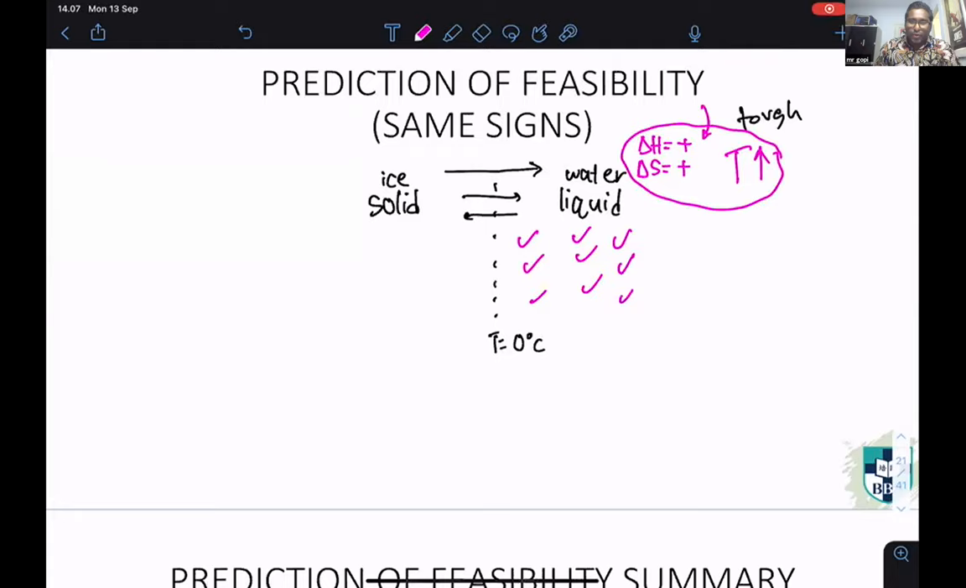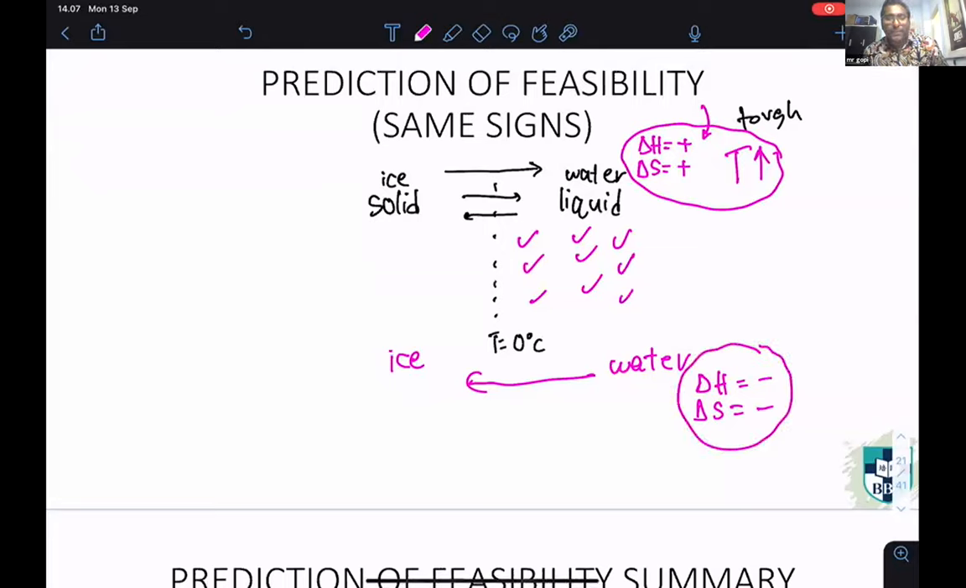Now, I'm going to teach you about the other way around. Let's say water changing into ice. If you look at this, delta H, water changing into ice is going to be negative. They are going to be exothermic. And your entropy change now, from something that likes to move around and suddenly now they stay in one place, they are going to become more ordered. So if it is more ordered, it's going to be negative. You can see that they have the same signs over there.